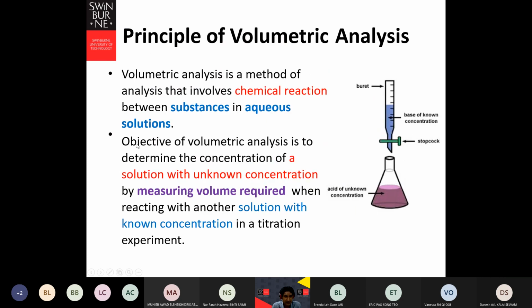So volumetric analysis that I was always talking about involves chemical reactions occurring between two substances in aqueous solution. Aqueous solution means the solution is made with water. Those substances are inside the water. We put them inside the water, so that is the aqueous solution.